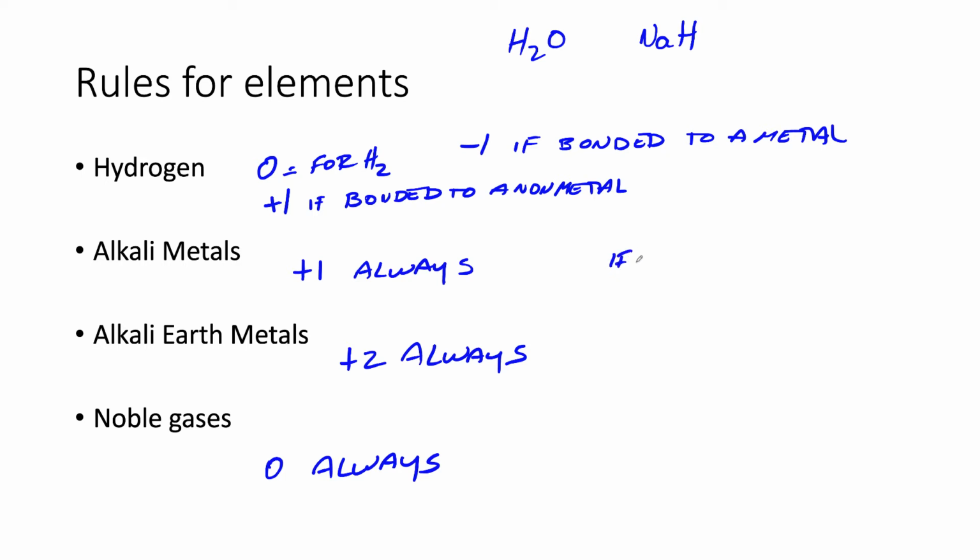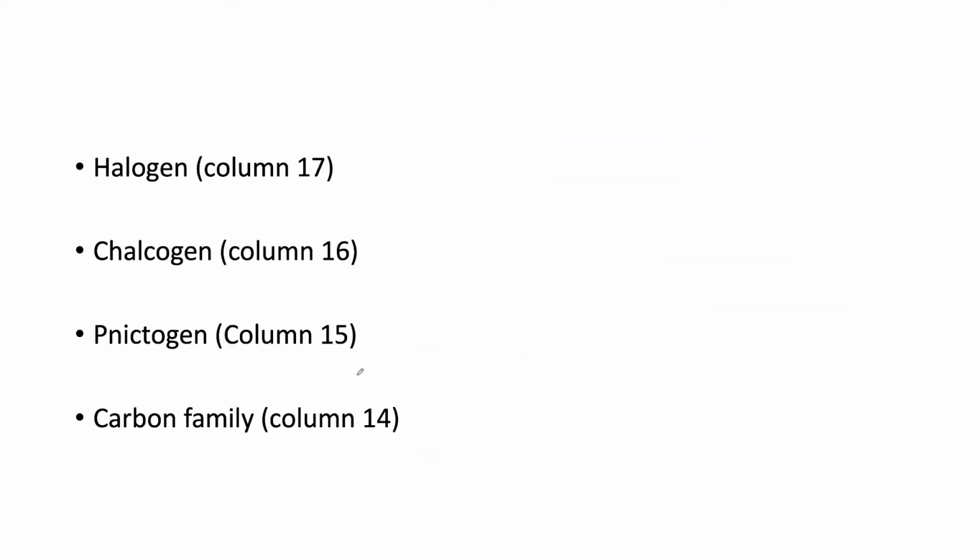Now for alkali metals, if the element is unbonded, the oxidation number is 0. Same thing, your alkali earths and everything else. And we take a look at the halogens. If we have like Cl2, the oxidation number is going to be 0.